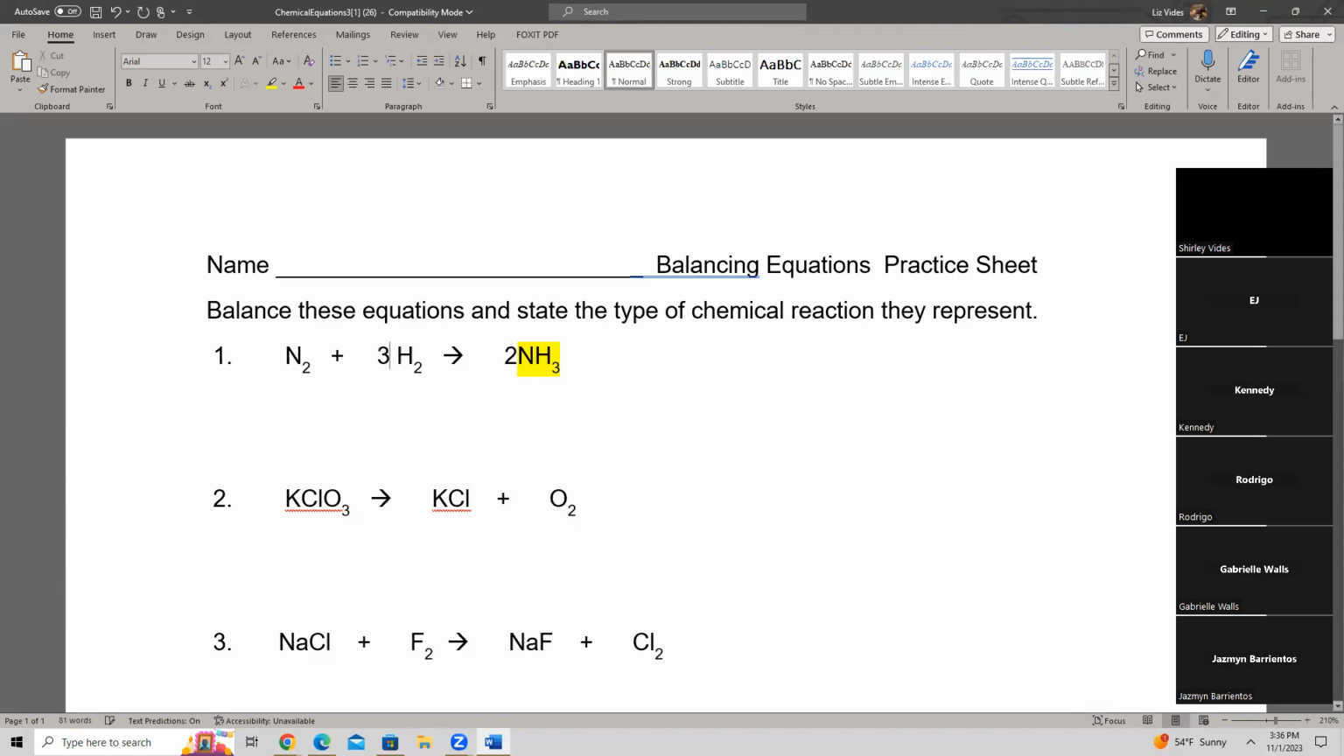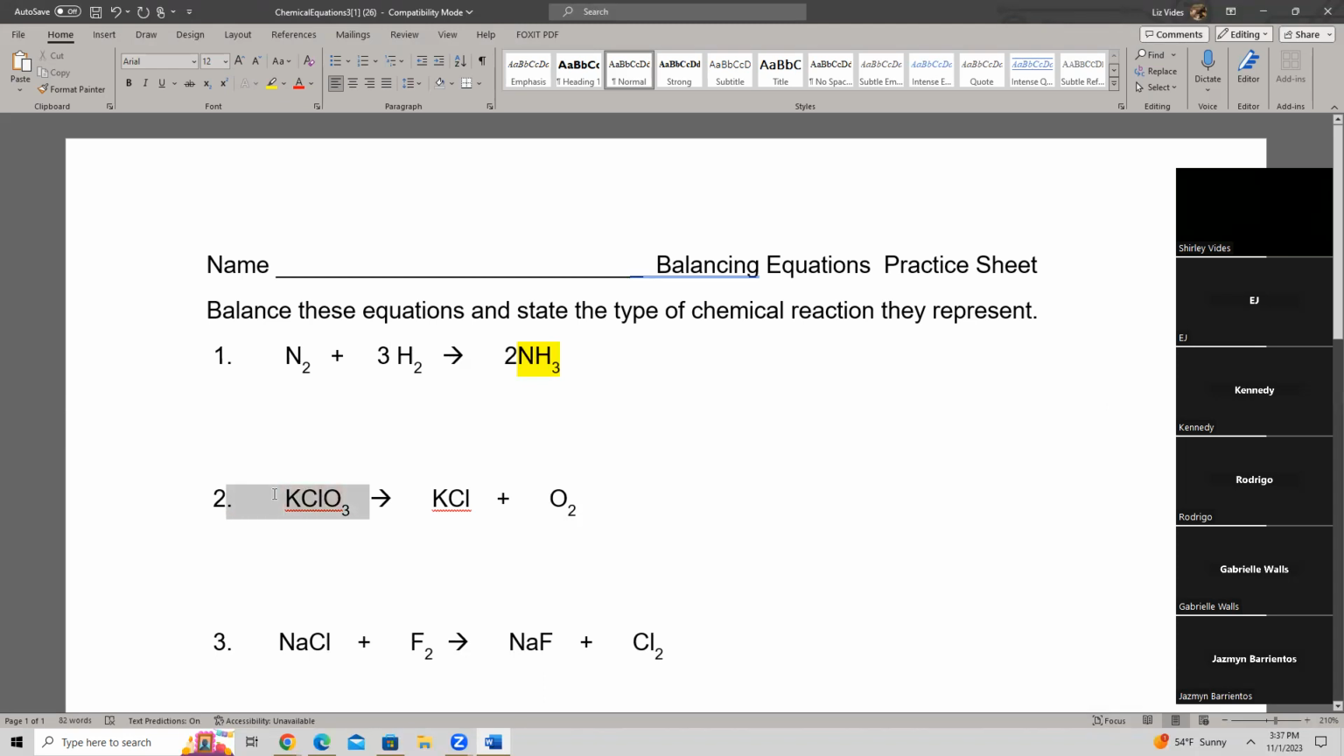So we just need a 3 in front of that, and we have a balanced reaction. You see that? Without the inventory. Because now you have 2 nitrogens, which are 2 right here, and 6 hydrogens, which you have 6 right there too. All right, let's look at this one.